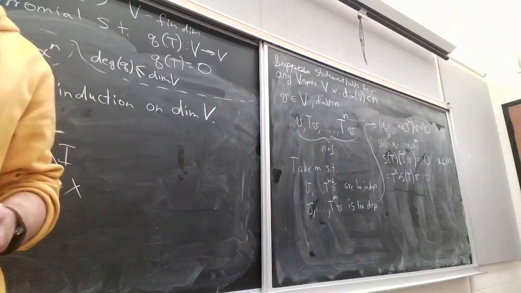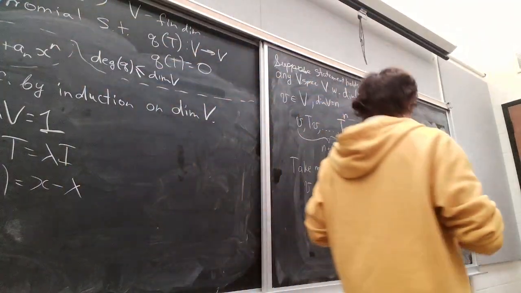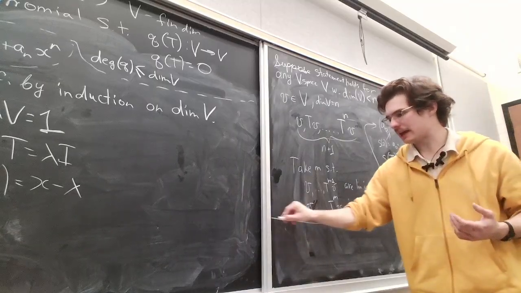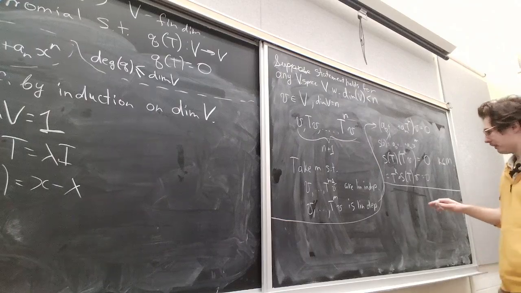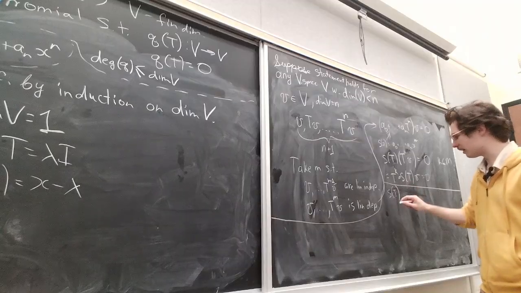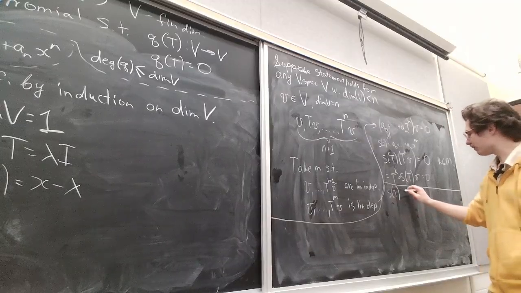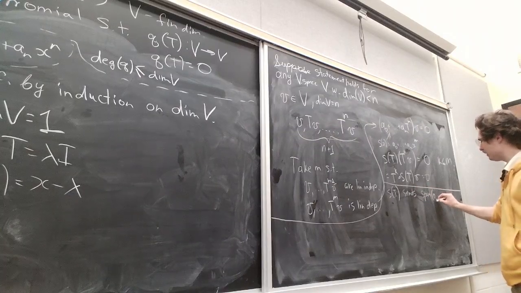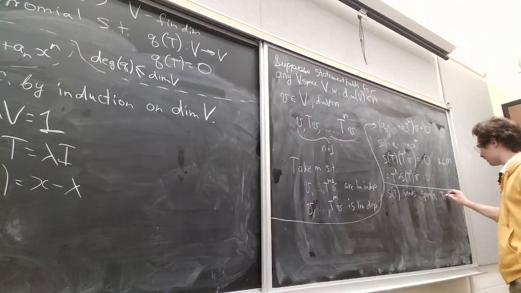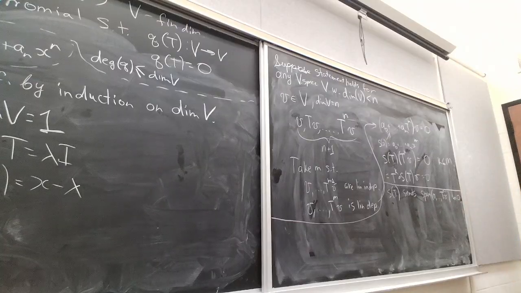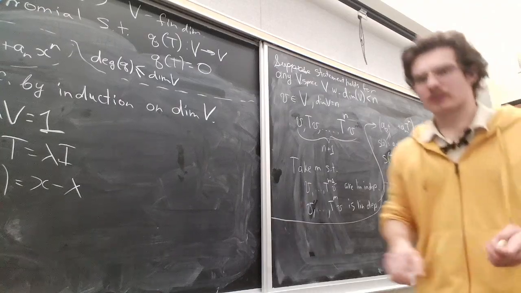Good. But what does this mean? So we found a linear operator, a polynomial s of T, which sends the span of v, dot dot dot, T^(m-1) v to 0. Do you agree? Okay. But what is this?